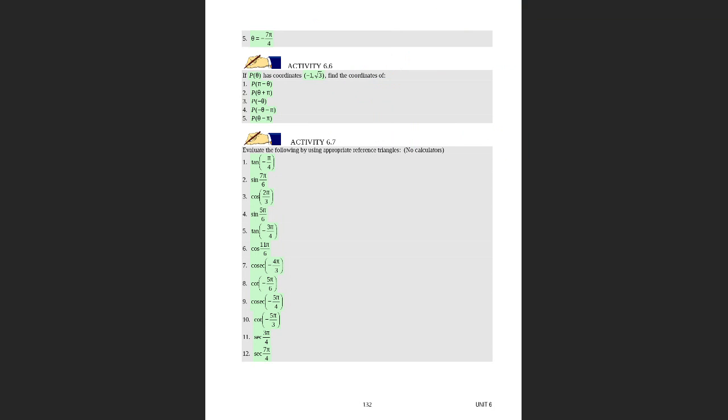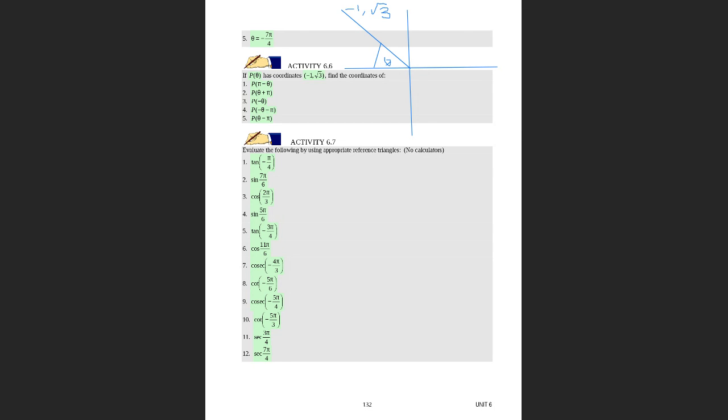So the second one, we are still using number two. We are still using what they have given us. They say theta is here, and it says that theta is minus 1 comma square root of 3.